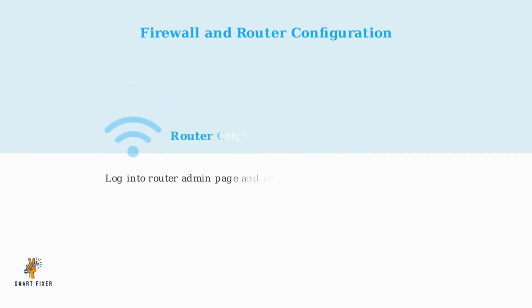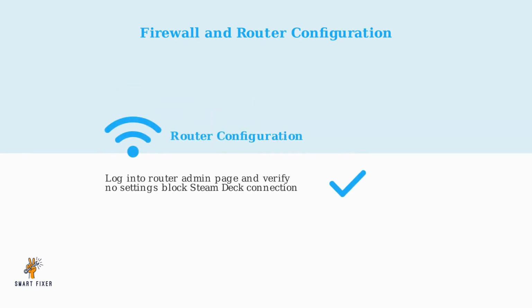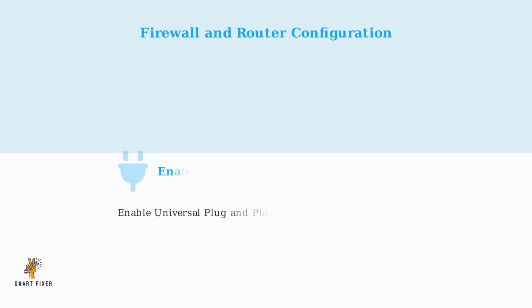Next, log into your router's configuration page through a web browser. Check that no security settings or filters are preventing your Steam Deck from connecting to the network. Finally, ensure Universal Plug and Play, or UPnP, is enabled in your router settings. This allows devices to communicate more easily. Port forwarding is generally not needed for the Steam Deck.